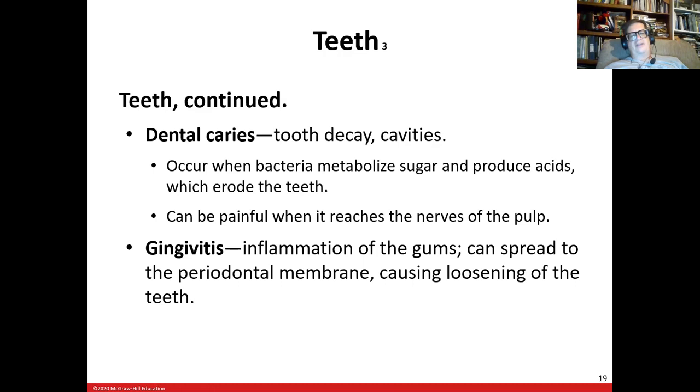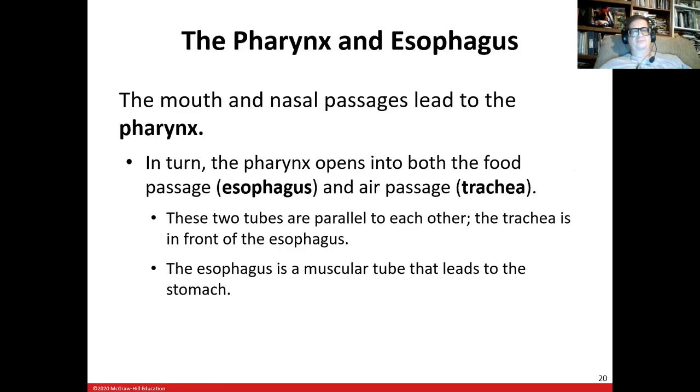Oh, and here we're finally going to talk about gingiva. Gingivitis is inflammation of the gums. Remember, itis means inflammation. Gingiva are the gums. And that can spread to the periodontal ligament. If it does, it can loosen a tooth, and you can lose a tooth. All bad. Let's move on.